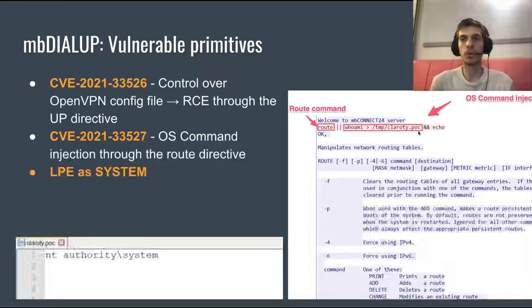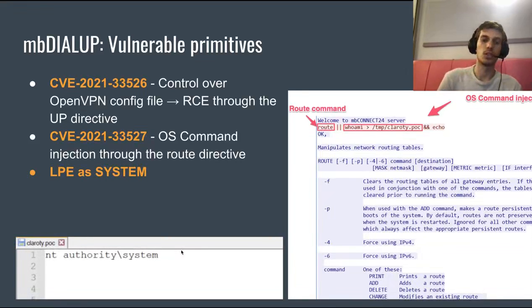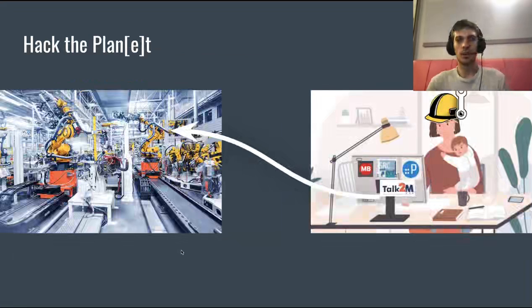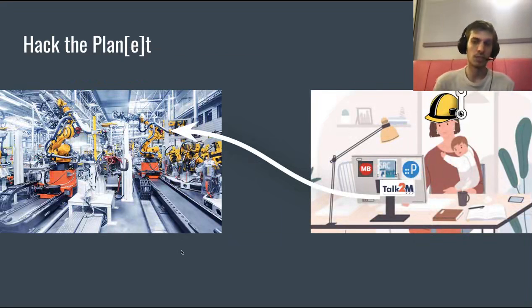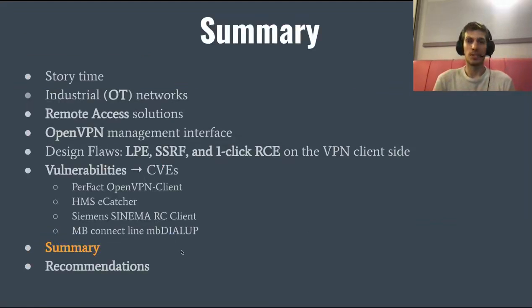So this is always command injection being injected into a legitimate command, and eventually we had local privilege escalation because this backend service is running as a service with system privileges. So we had LPE here too. And now we have 4 logos. Finally, we exploited all four VPN client applications from different vendors across the industrial control system domain, and we have reached our summary.